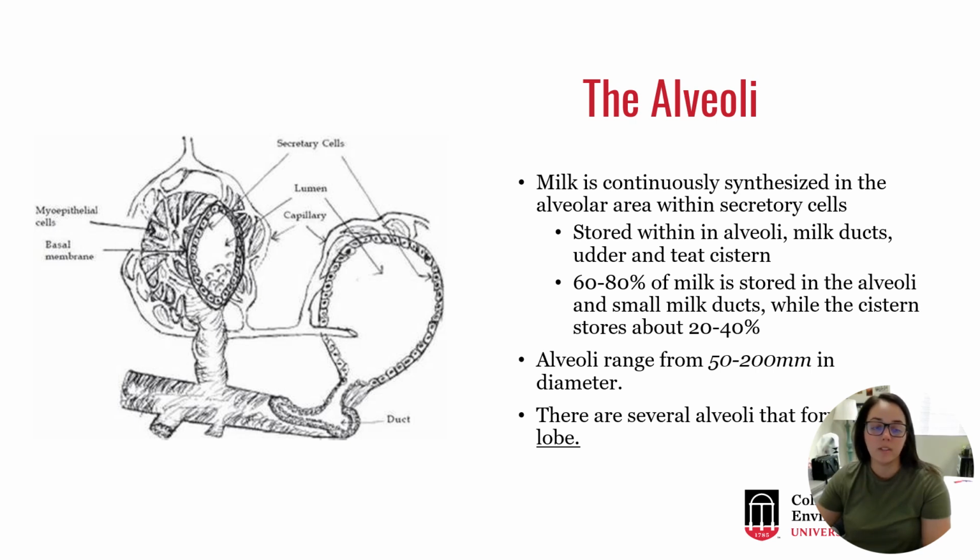It's very important that these alveoli stay active and stay healthy because they are the main things that are producing or synthesizing that milk and helping it secrete into the milk ducts, down the cistern, and through the teat. So alveoli range from anywhere from 50 to 200 millimeters in diameter. And so they're within a lobe, which is the photo that was on the last slide.